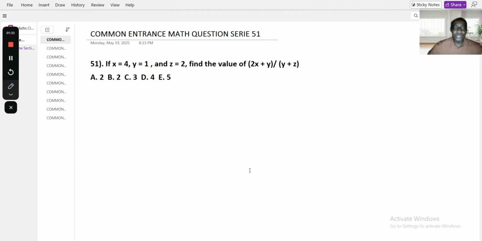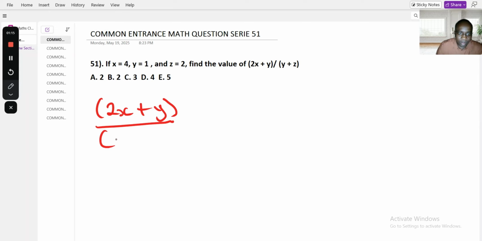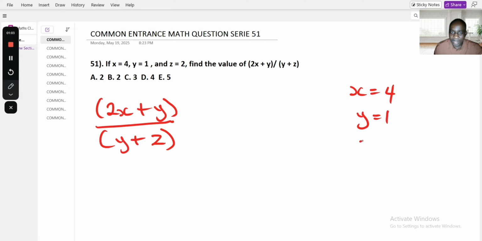Let's begin to solve this question. The question says, if x is equal to 4, y is equal to 1, and z is equal to 2, find the value of, let me write it out, bracket 2x plus y over bracket y plus z. What is our x? Our x is 4 based on what the question gives us. Y is equal to 1 and z is equal to 2.